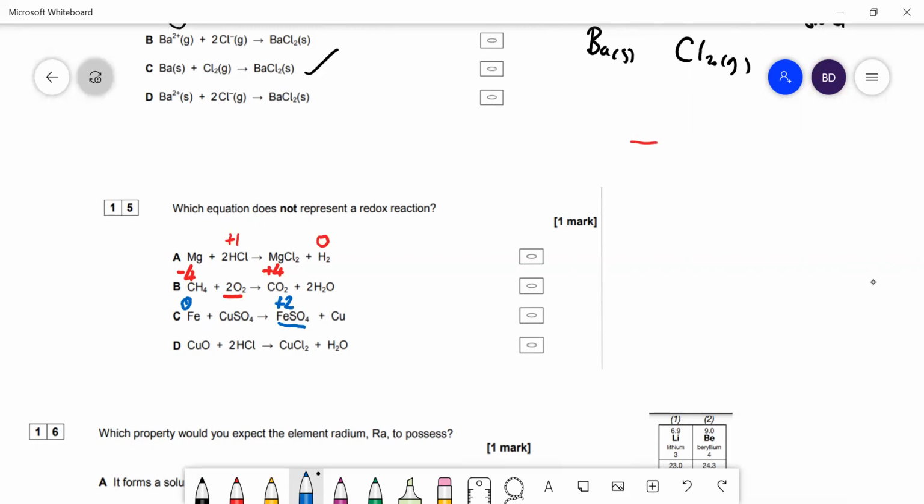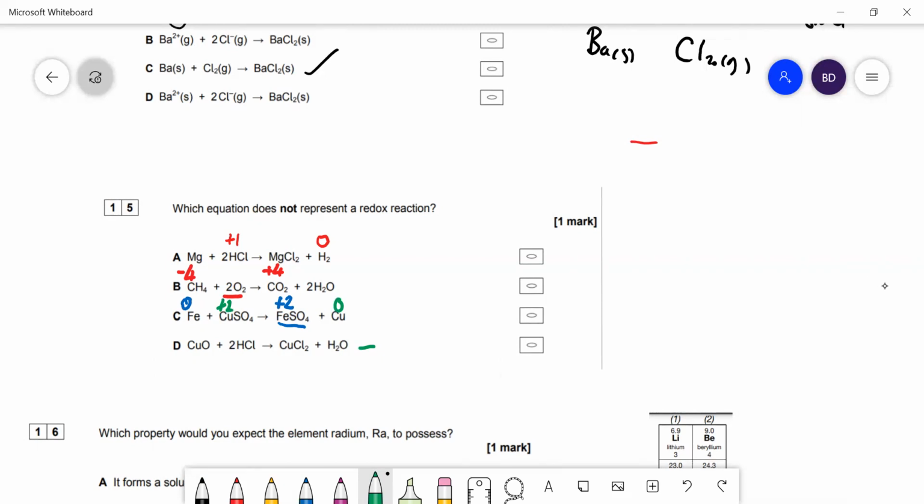The iron has been oxidized, and the copper has been reduced, because the copper was a copper ion here, +2, and now it's an element, 0, so that's redox. You can see this one, there's no redox here. It's actually an acid-base reaction. Copper oxide is the base and hydrochloric acid is the acid.